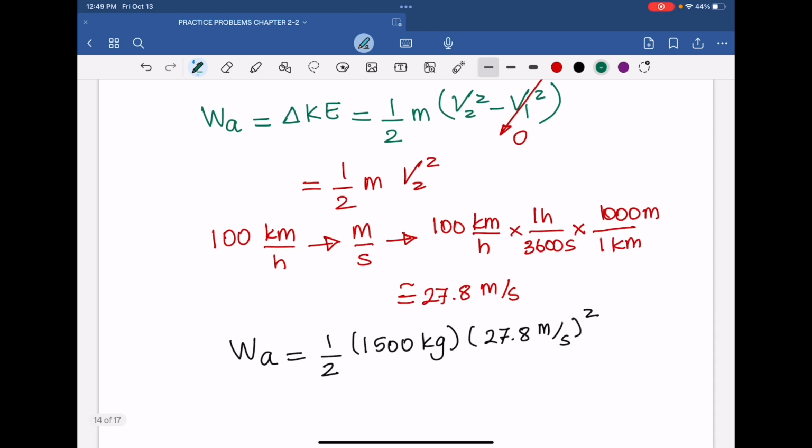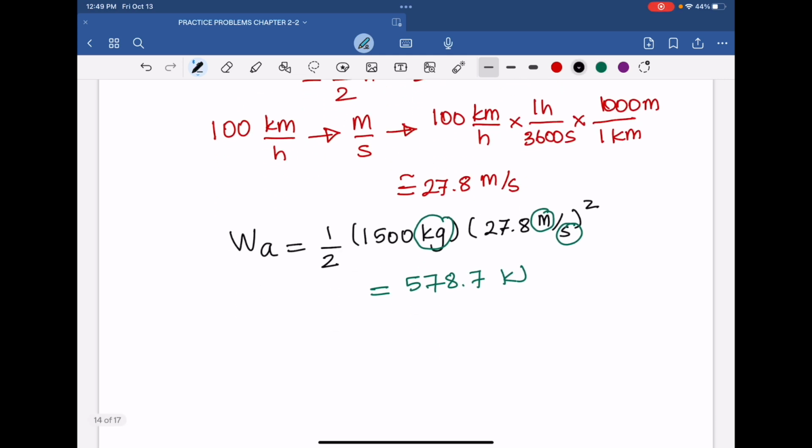Mass times velocity squared: kilogram meter per second squared is a Newton. Newton times meter is joules. So this is the energy unit, which is correct. And if we divide it by 1000, we can find it in terms of kilojoules, and that should be 578.7 kilojoules.